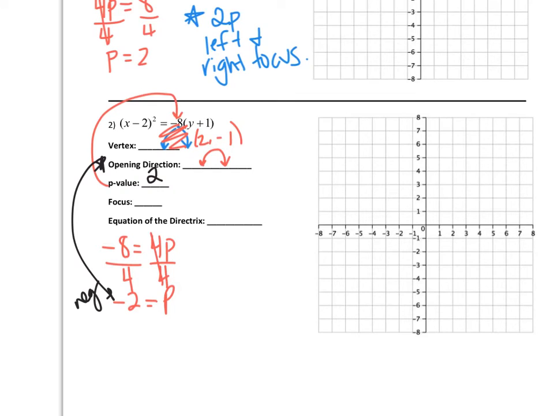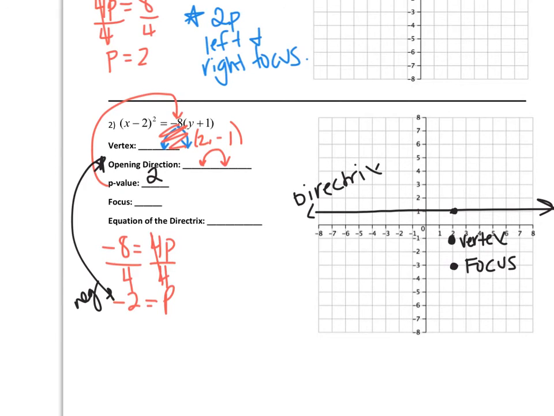So let's graph what we have. Our vertex is at 2, negative 1. And we have a p-value of 2. And we know the picture of the parabola is opening downward. So that means we're going to go up 2 from the vertex and down 2 from the vertex. One of these points is the directrix and the other point is the focus. So if the parabola is opening this way, that has to be the focus. And this has to be the directrix. Okay, so the focus is 2, negative 3.